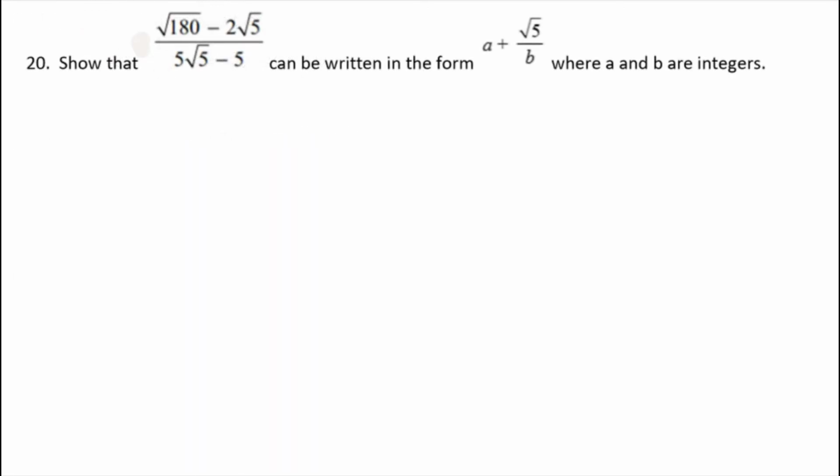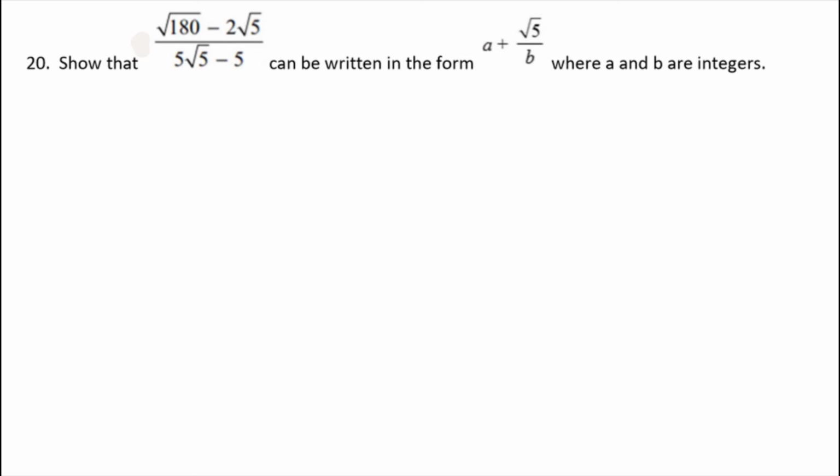Question 20. Show that root 180 minus 2 root 5 divided by 5 root 5 minus 5 can be written in the form a plus root 5 over b, where a and b are integers. Now this looks like fun. Okay, what can we do here then?